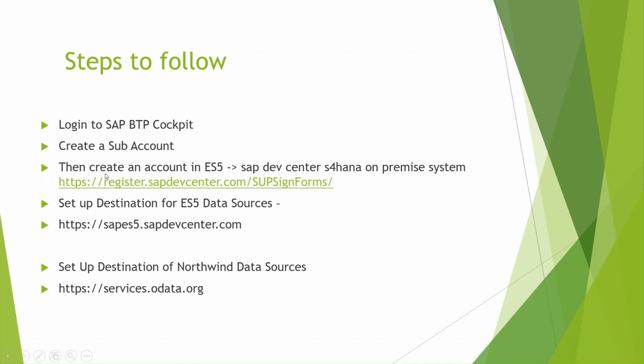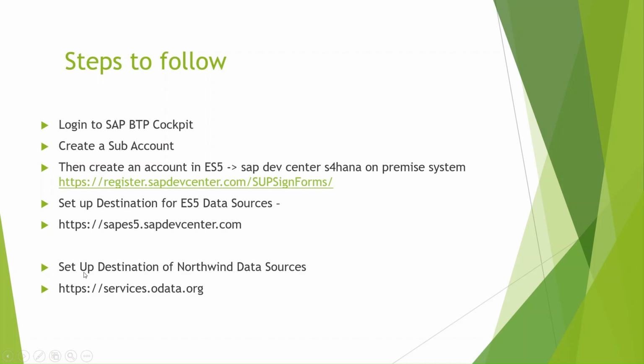Once it is created, we would create another account in ES5, that is SAP Dev Center, for the on-premise system. This is the link that we would follow to register our user ID, and once we register, SAP will provide us with demo system access, where SAP is exposing all the data from this server, and we can utilize that data for our Fiori application. Thereafter, we would set up this destination in SAP BTP cockpit.